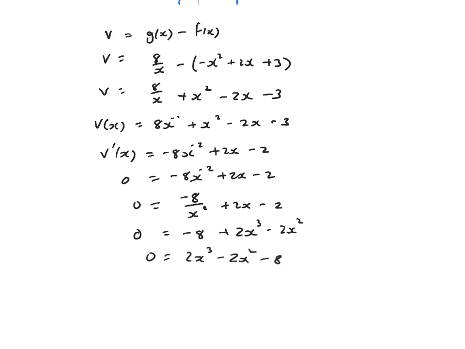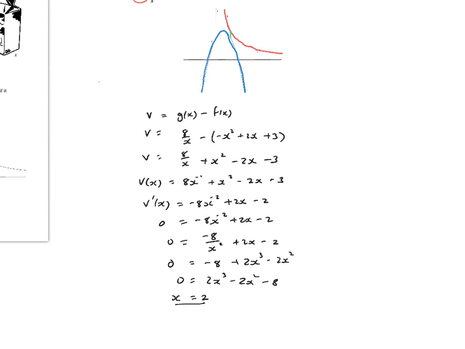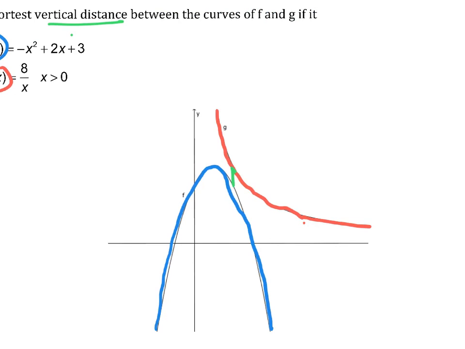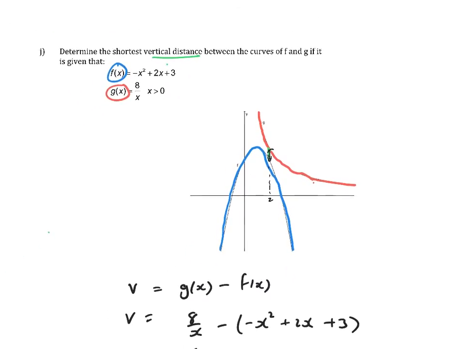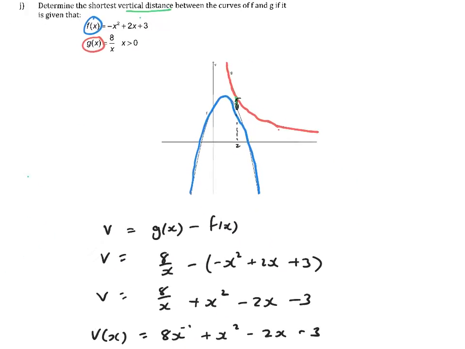You can actually see that if x is equal to 2, your remainder there would be 0. So x is equal to 2. The other solutions are non-real, so that's actually the only real solution that's possible there. So at the point when x is equal to 2, the distance between those two graphs will be at a minimum. And then they ask you to determine that shortest distance.